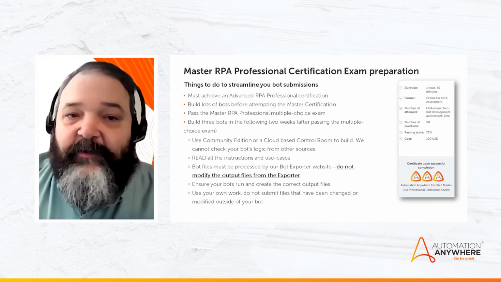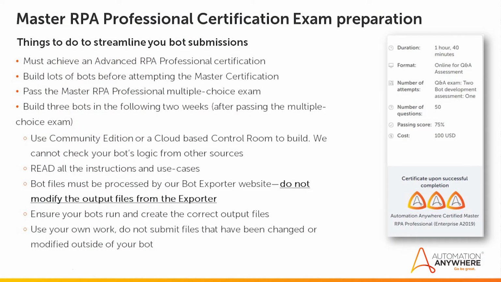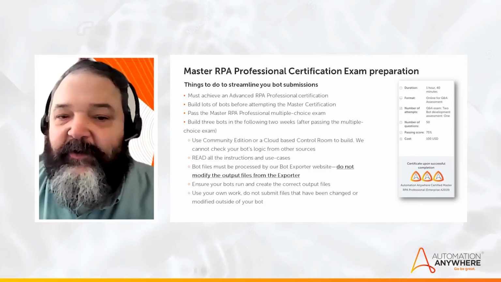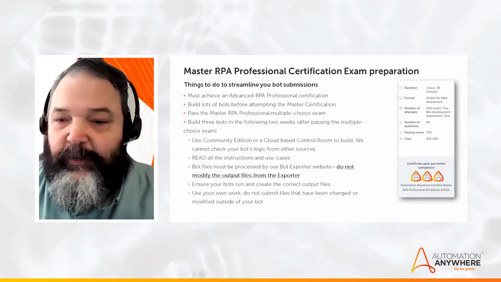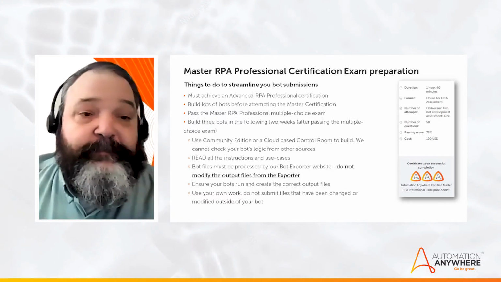For the master RPA professional exam, this is a little bit different. For 50 questions, you get 1 hour and 40 minutes to answer 50 questions. So again, lots of time for each question. You need to pass that exam before you are added to the online course for building the use cases. Once you pass the exam, you have 2 weeks to complete your bot building use cases, and you'll be provided 3 use cases that you can read and look at and study and begin building.